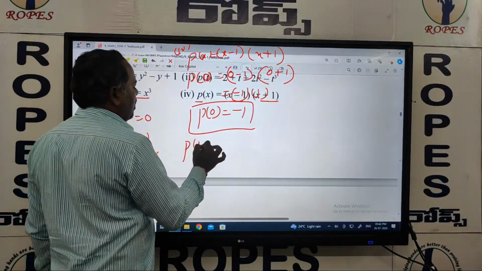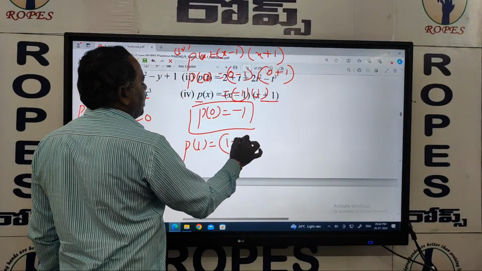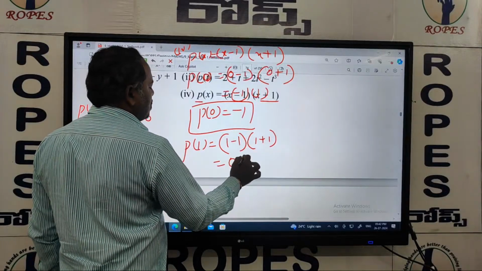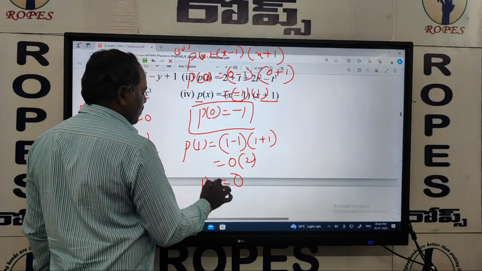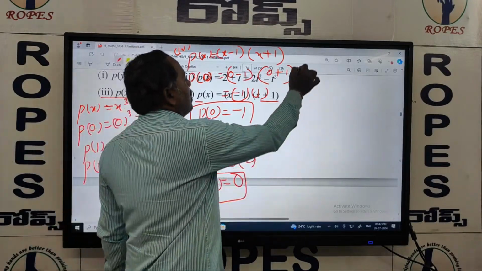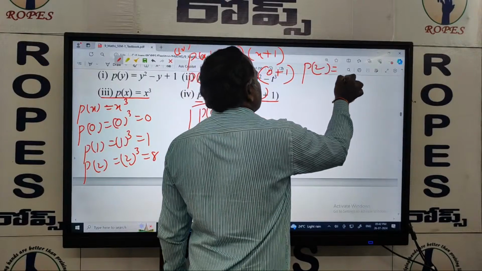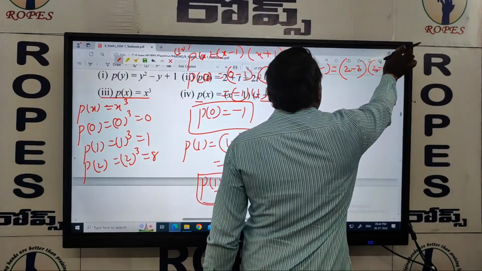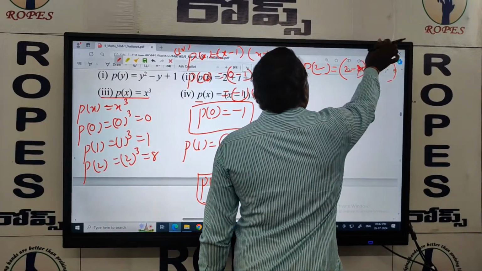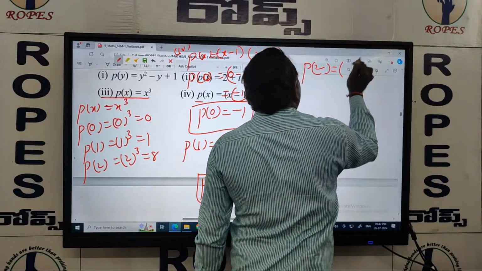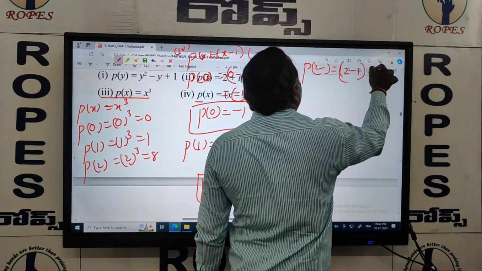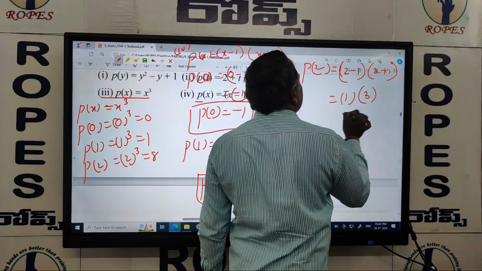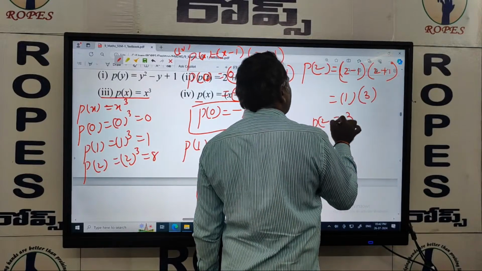Now P of 1 is equal to 1 minus 1 into 1 plus 1. So here we got 0 into 2, which is 0. Then P of 1 is equal to 0. And P of 2 is equal to 2 minus 1 into 2 plus 1. So we can write 2 minus 1 into 2 plus 1, which is 3. Then we can write P of 2 is equal to 3.